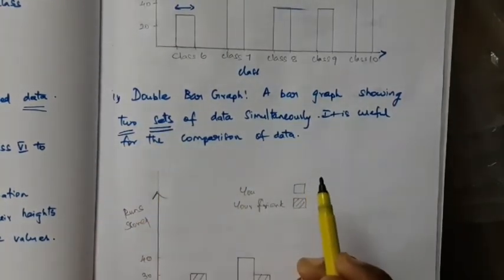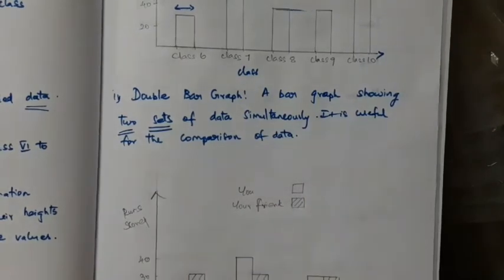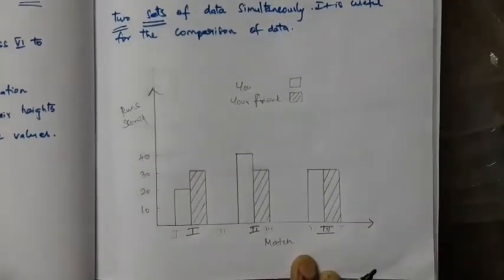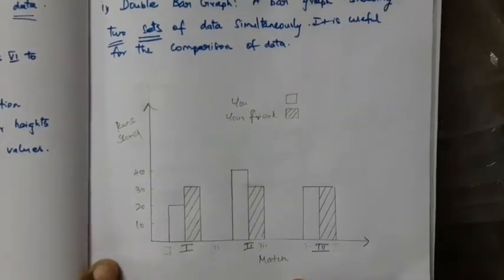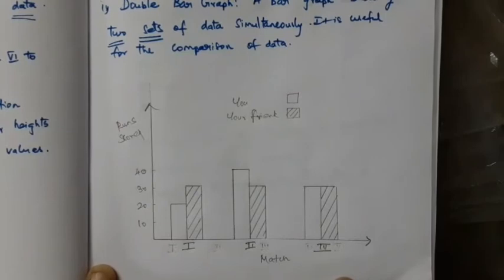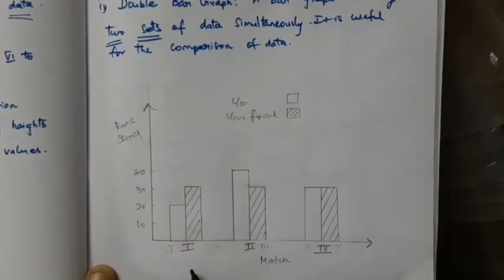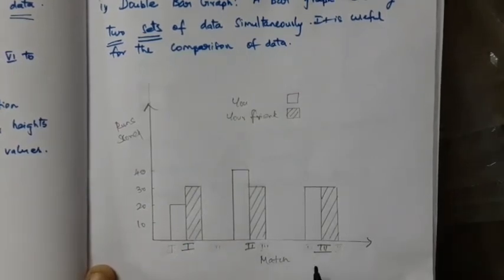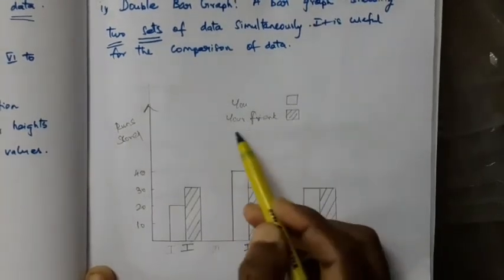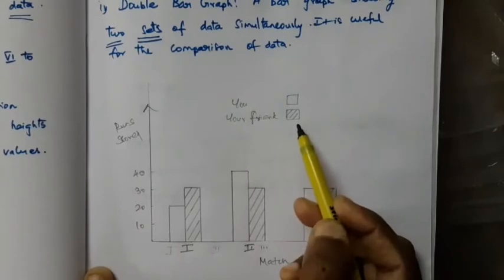Consider you and your friend are playing a cricket match. You are playing 3 matches. How many runs were scored by you and your friend? Suppose match 1, match 2 and match 3. Here you are represented by solid bars and your friend's score is represented by dashed lines.